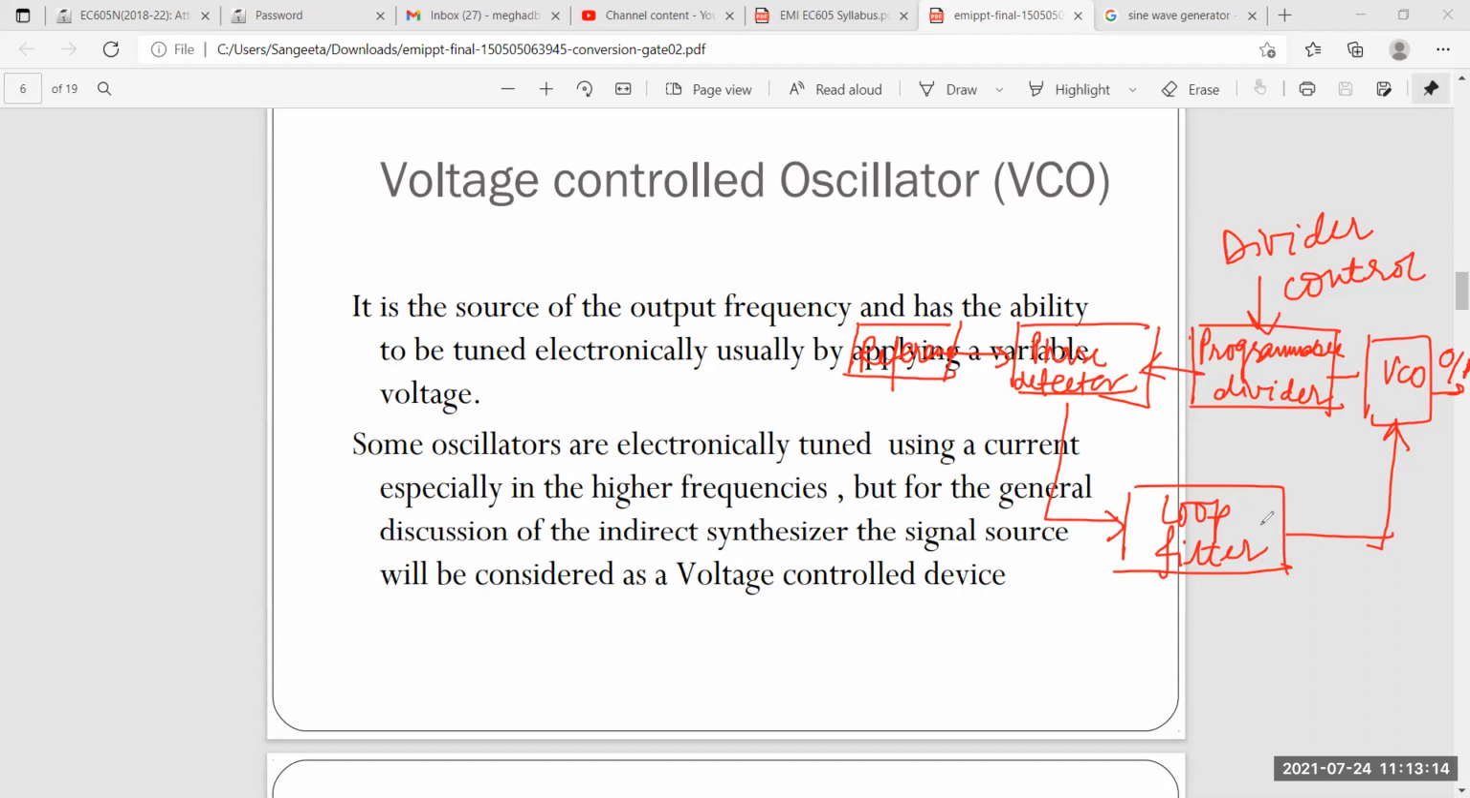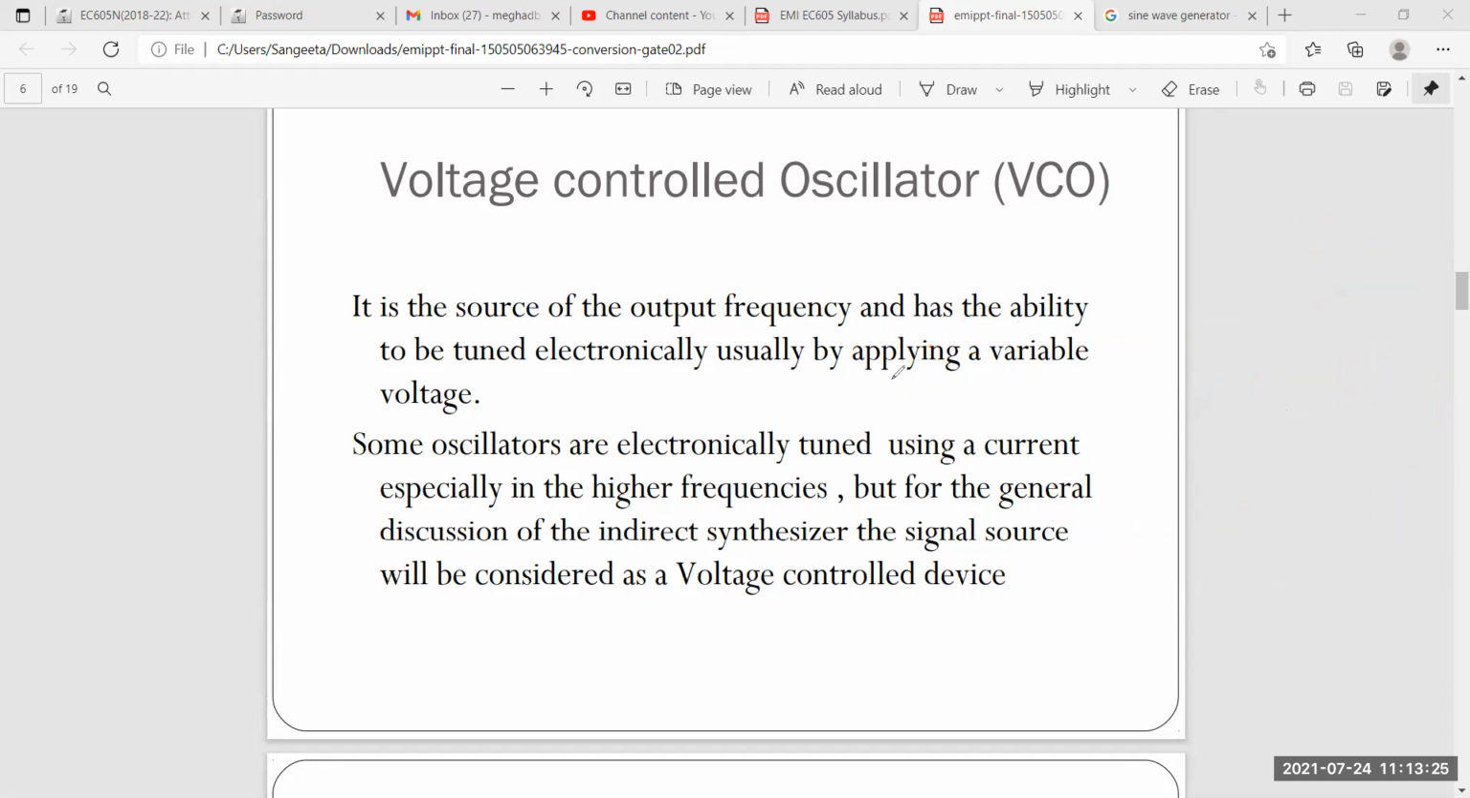So see here about the VCO, what they have written. You have to understand each and every component. VCO is the source of output frequency. It has the ability to tune electronically, usually by applying a variable voltage. Oscillators are used as a component here, and some oscillators, as written here, are tuned using a current, especially at high frequency. But for general discussion of an indirect synthesizer, the signal source will be considered a voltage control device. So for a voltage controlled oscillator, definitely you have to control the voltage.